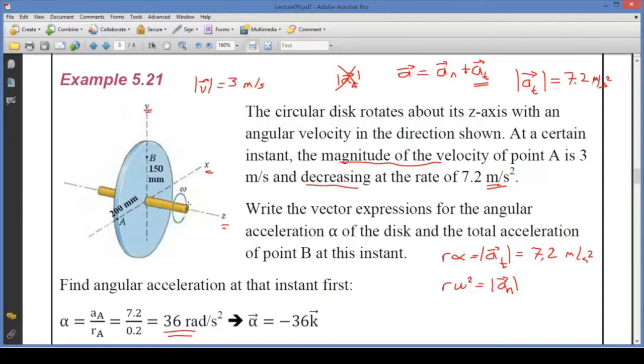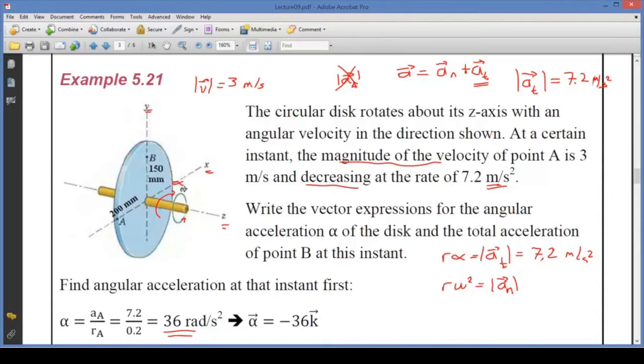And we receive this information of the angular acceleration, 36 radians per second squared, but then it is decreasing, so it should be in the opposite direction with respect to the z-axis. Now, how do you understand that? Place your thumb in the z direction, and then you will see that this omega, there's the pointer by the way, this arrow, is defined in the positive sense with respect to our right-hand rule. So alpha in that sense should be in the opposite direction, should be in this direction.